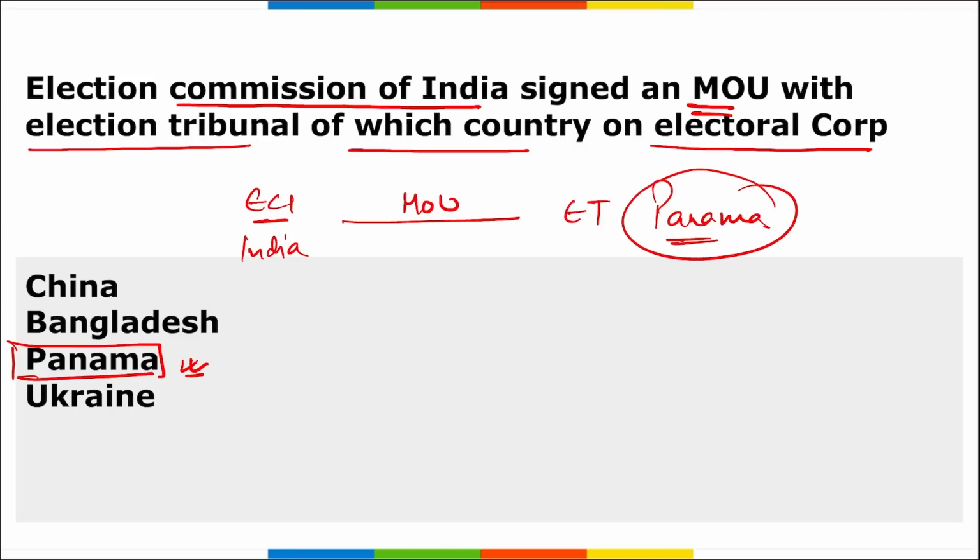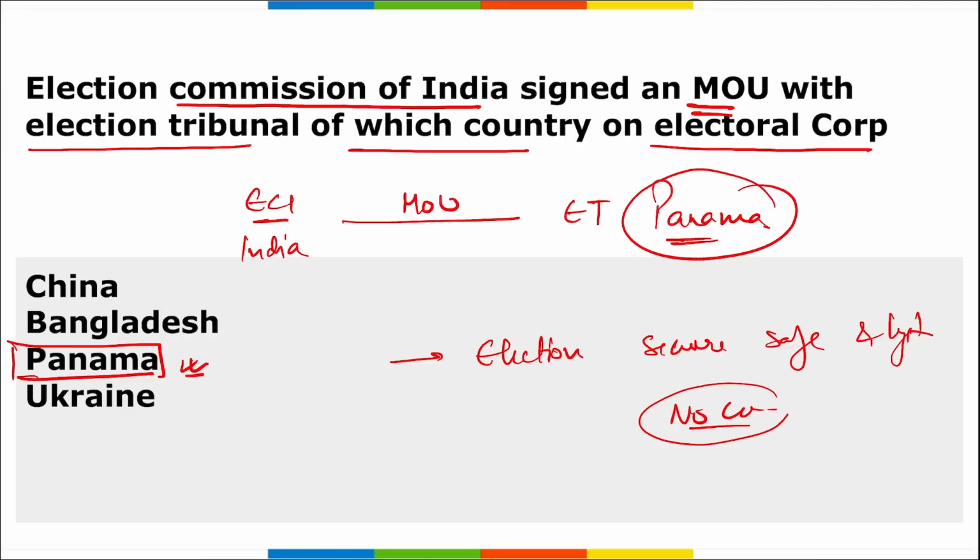the Electoral Tribunal of Panama, and it was to establish an institutional framework for their cooperation in the field of election management and administration, correct? During the meet, they discussed strengthening collaboration and knowledge exchange between the two election management bodies, and how we can make sure that the elections in both our countries are secure, safe and legitimate, that there is no corruption or cheating in those elections, and all the process should be streamlined, right? For the same, the Election Commission of India and the Electoral Tribunal of Panama signed an MOU.